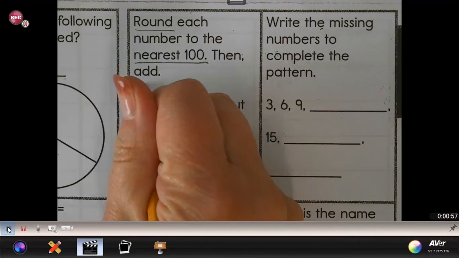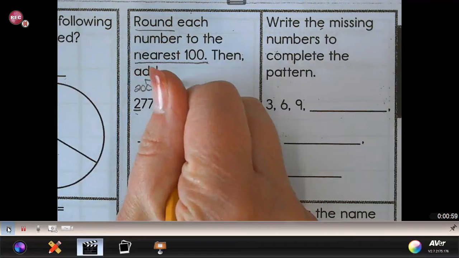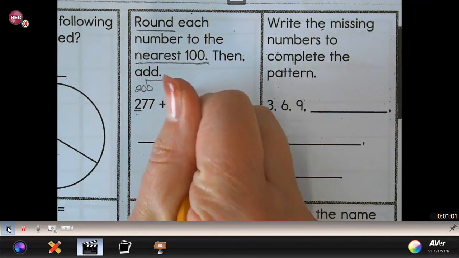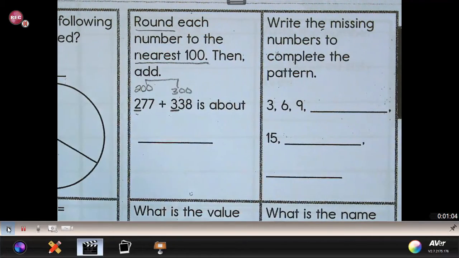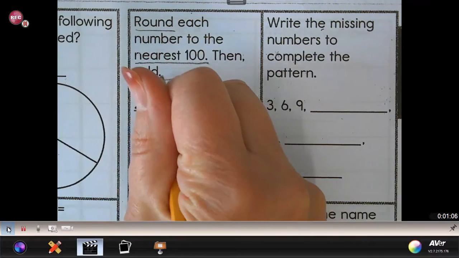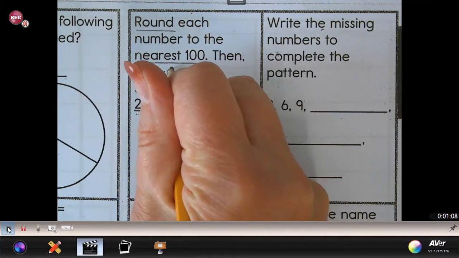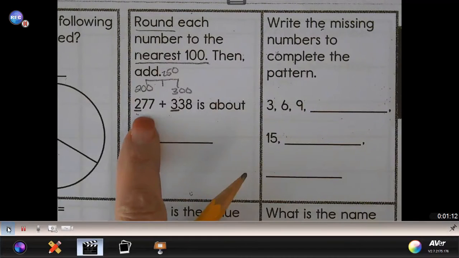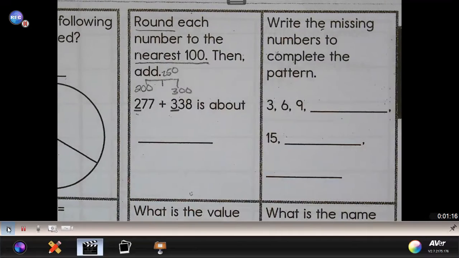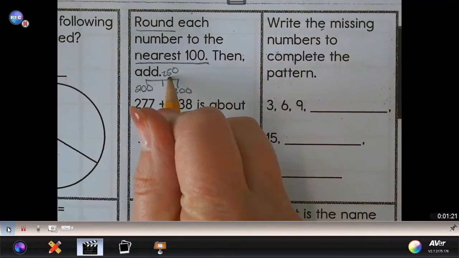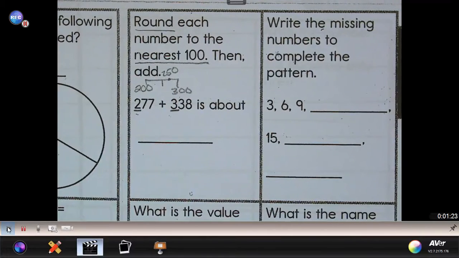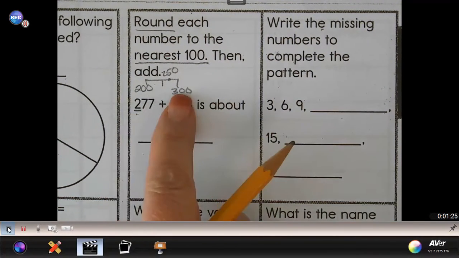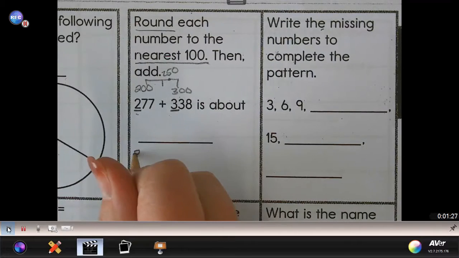So it's between 200 and 300. Now, remember, 50 is our middle point in between those two hundreds. So we need to think about where 277 is going to be on this number line. It's going to be past 250, definitely. So we know that we're going to round up to 300.